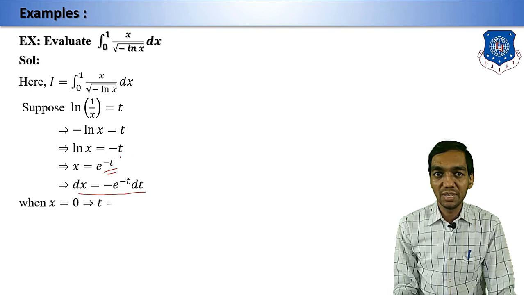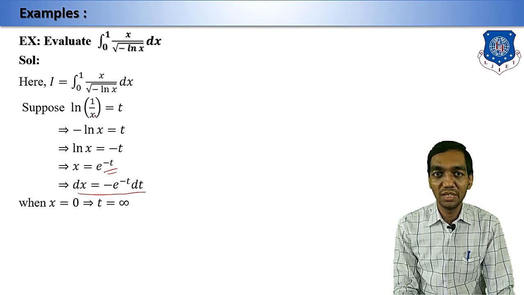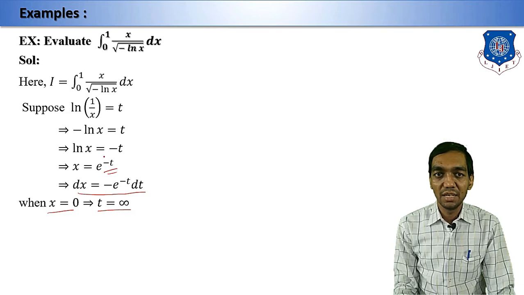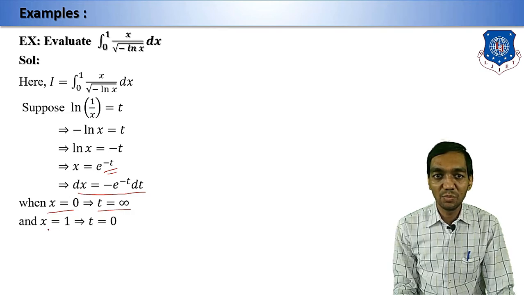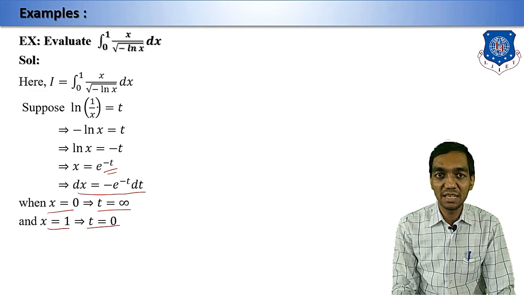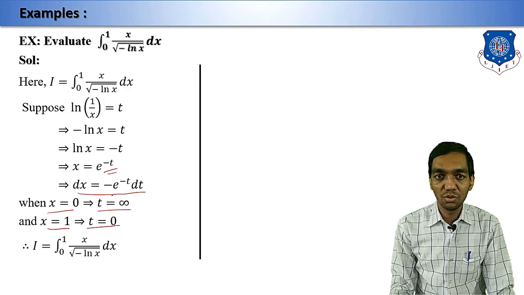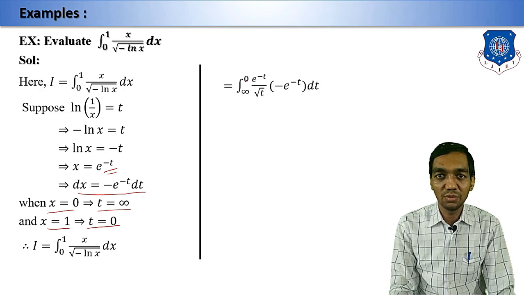Now see the limits. When x is 0, then if you put 0, 1 upon 0 will be infinity and log infinity will be infinity. Then t is infinite. So x is 0, then t is infinite. And x is 1, then you will have log 1. Then in that case t will be 0. So x is 1, then t will be 0. So your integration is now from infinity to 0.